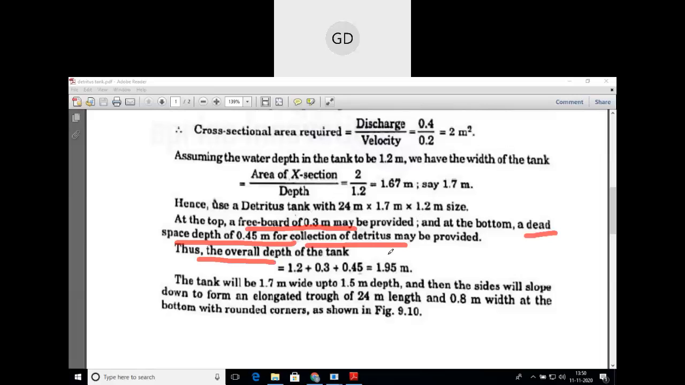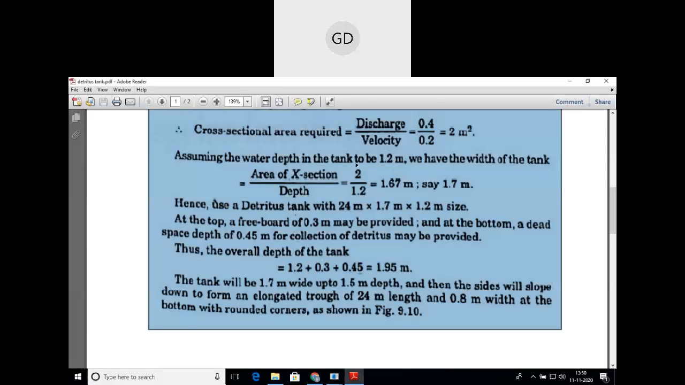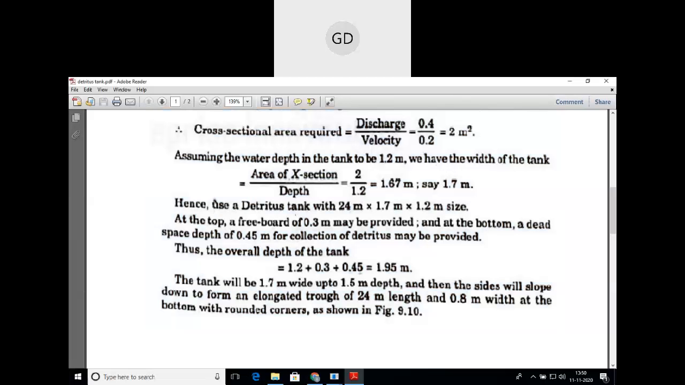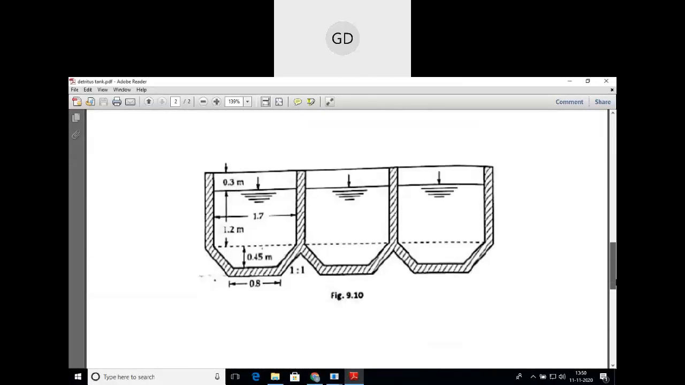If you add up the theoretical depth value, the freeboard and the dead space depth, then you will get the overall depth of the tank. After solving the whole thing, they have just drawn it. This part, as I'm saying, is the dead space, and this is the shape of your detritus tank.